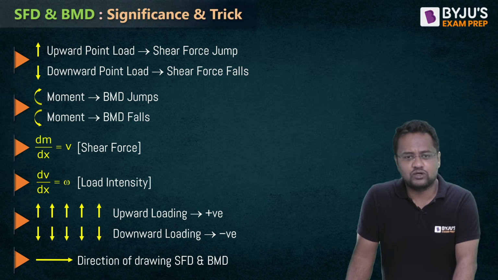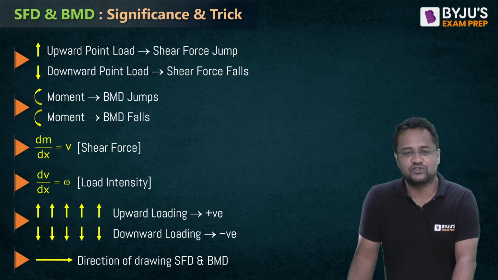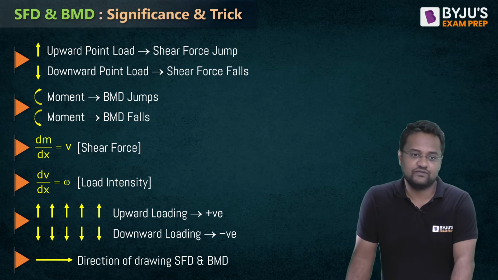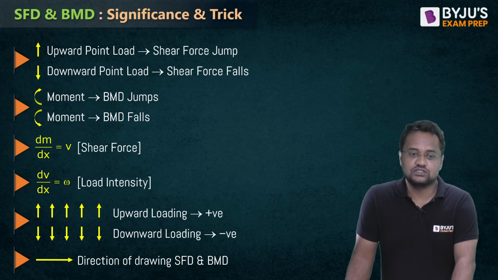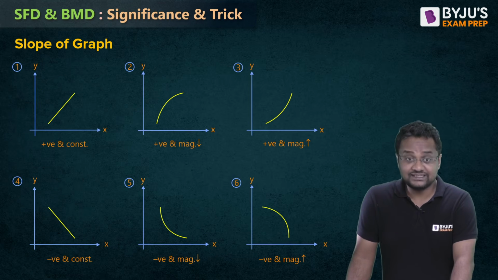So please remember: upward point load, shear force jumps; downward point load, shear force falls; clockwise moment, BMD jumps; anti-clockwise moment, BMD falls. Slope of bending moment is shear force. Slope of shear force is load intensity. Upward loading positive, downward loading negative, and we draw from left to right. These are the graphs also.